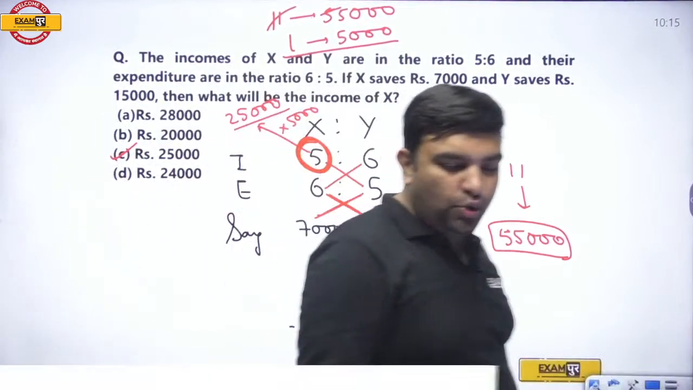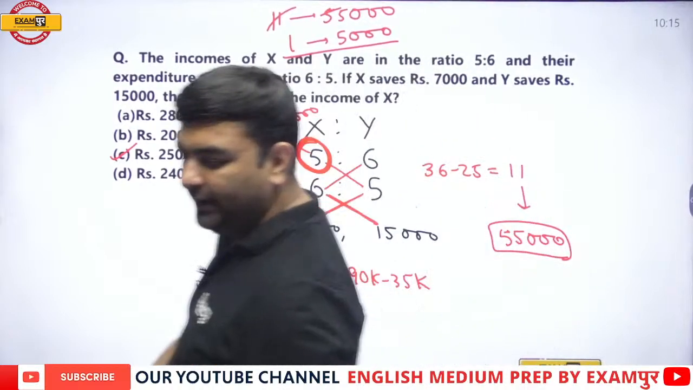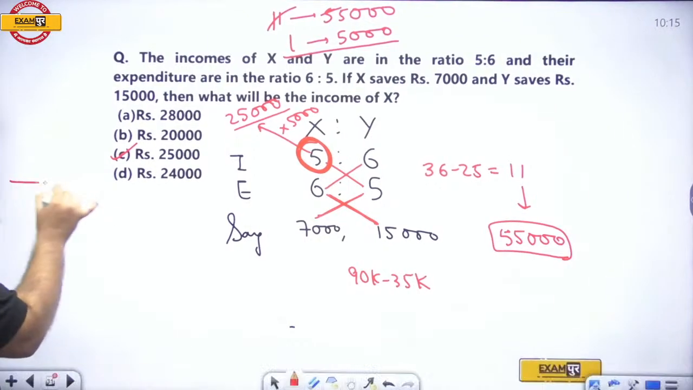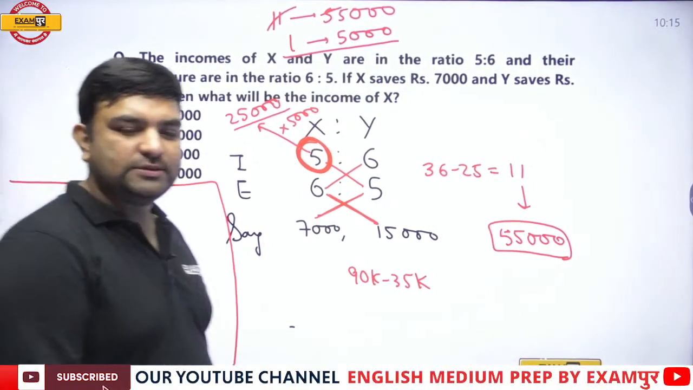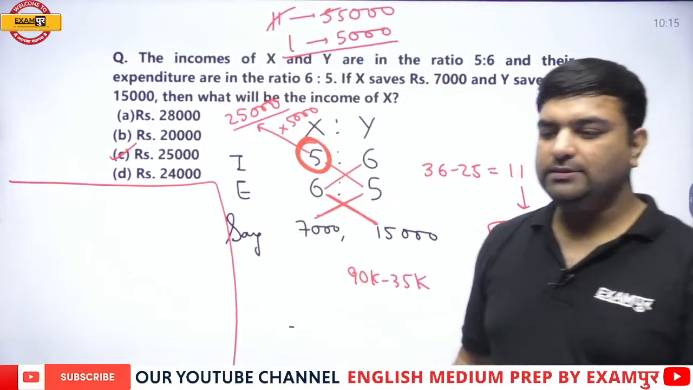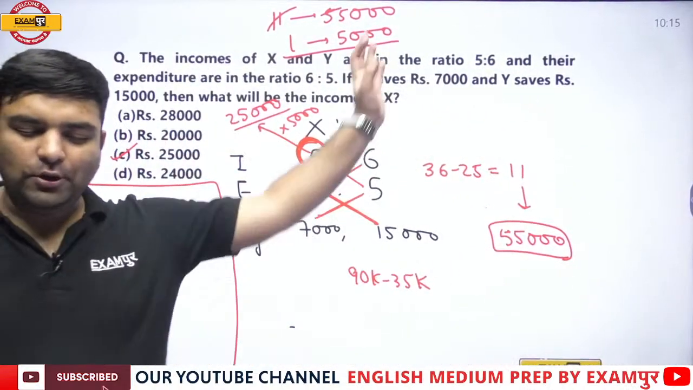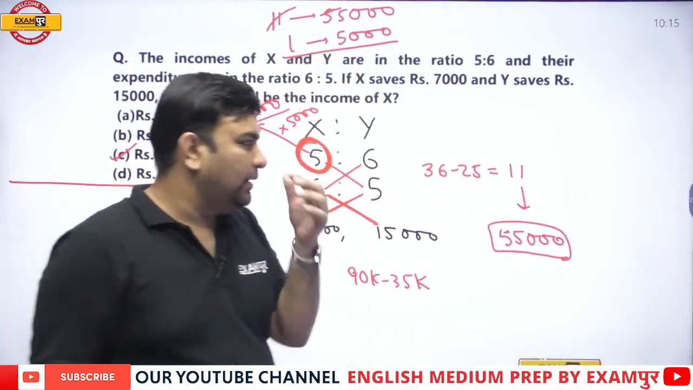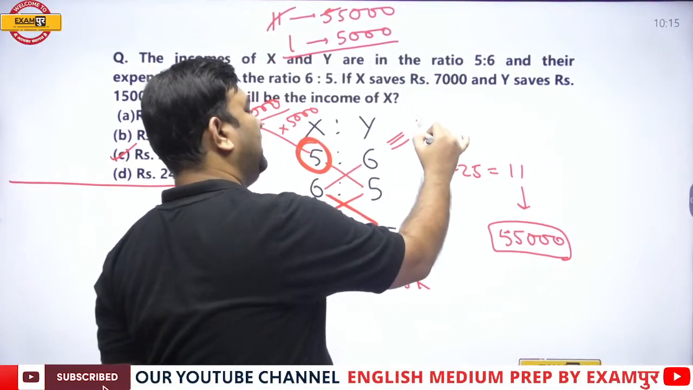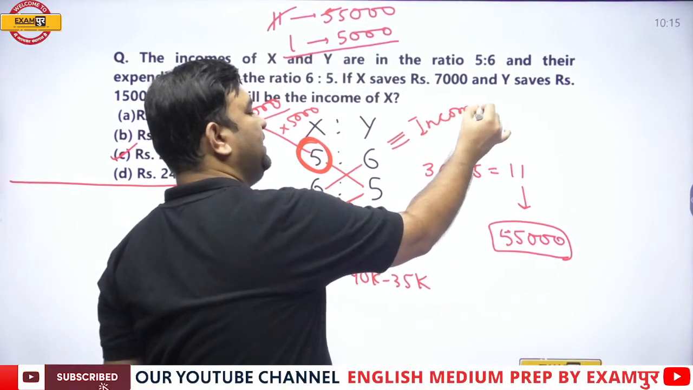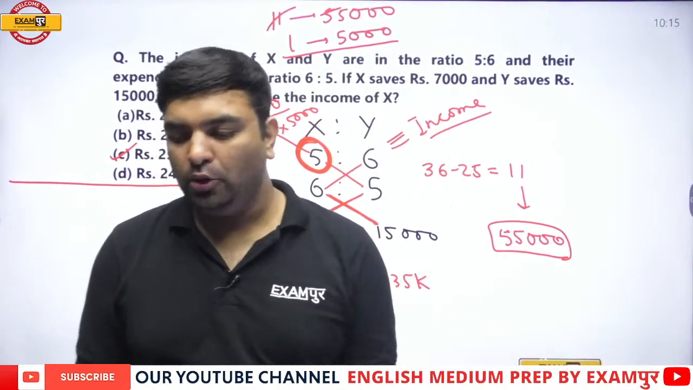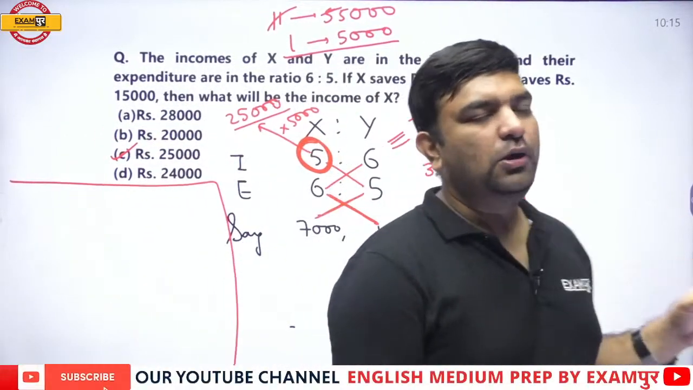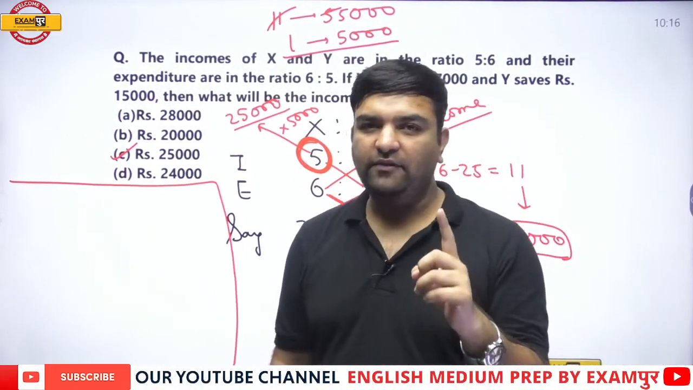We can do it once with the complete method as well, guys. No issue, since you are learning it for the very first time. It's my moral responsibility to give you the complete method as well. However, I know that later on you are going to use this only, and from here you can find the income directly. You cannot find the expenditure from here, but you would be able to find the income directly of X and Y.